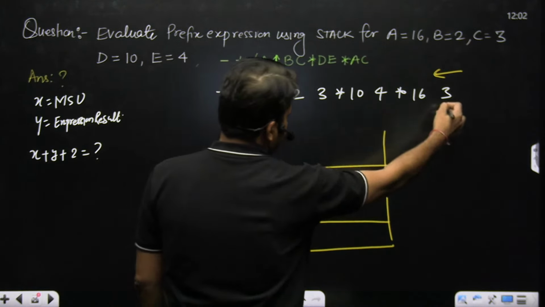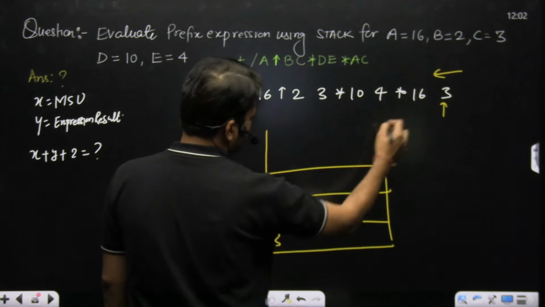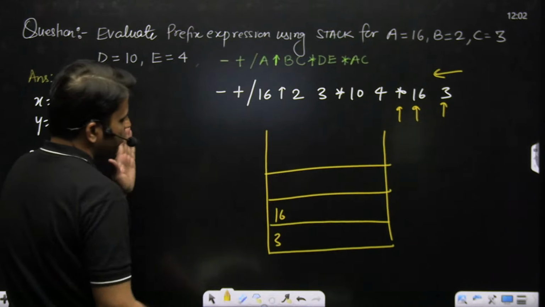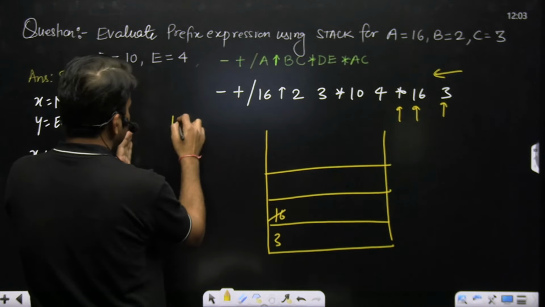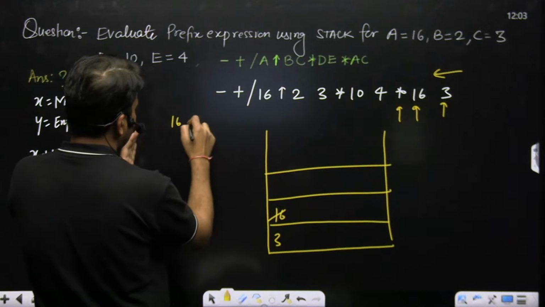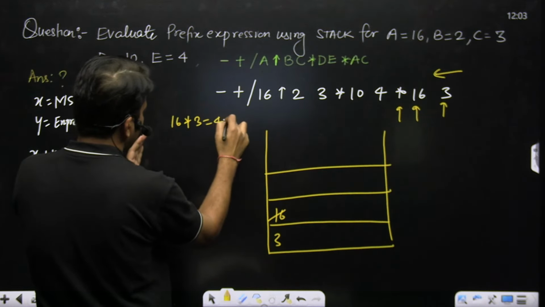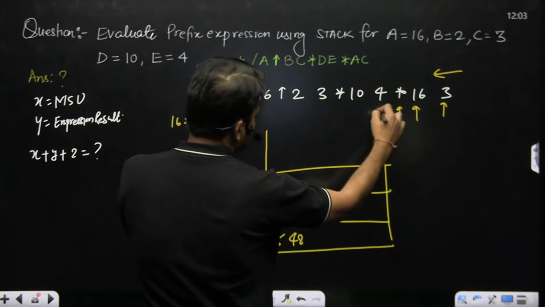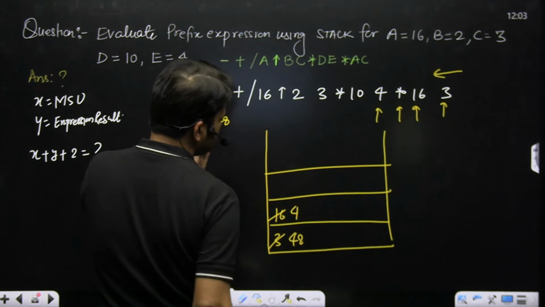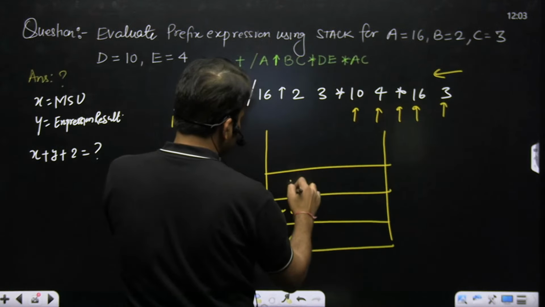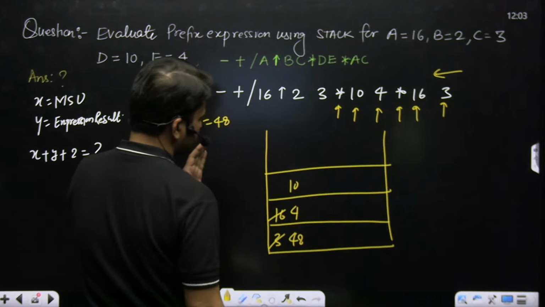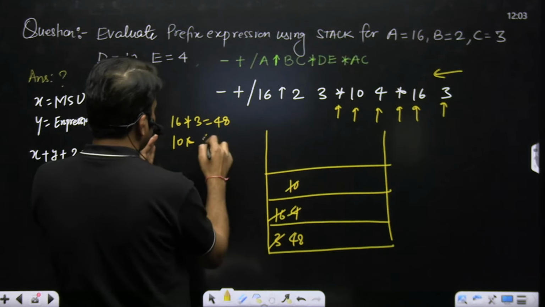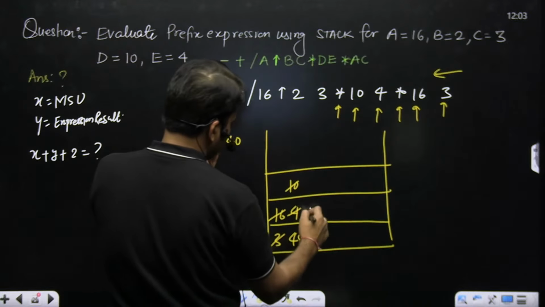So evaluate this string. This is 3. So 3 is the operand, push into stack, and now this is 16, operand. Now this is star. In this case, first pop becomes the first operand, and second pop becomes the second operand. 16 into 3, this is 48. So it will be 48. Now 4 is an operand, push into stack. This is an operand, push into stack. After this is multiplication. Pop 2 symbols from the stack. First pop 10 and second is 4, so it will be 40. So push 40 here.